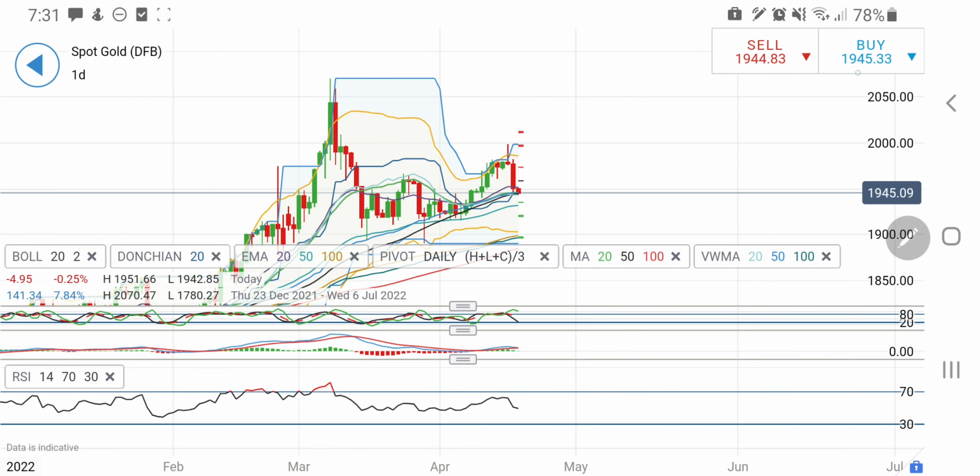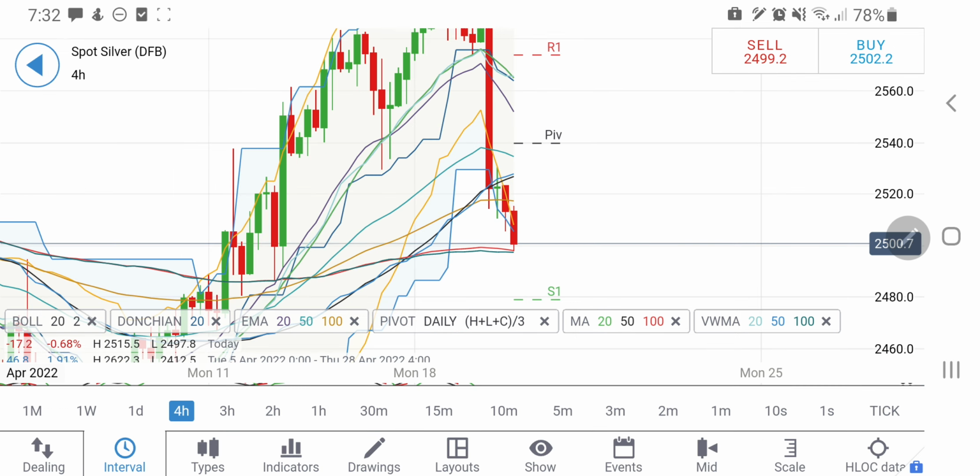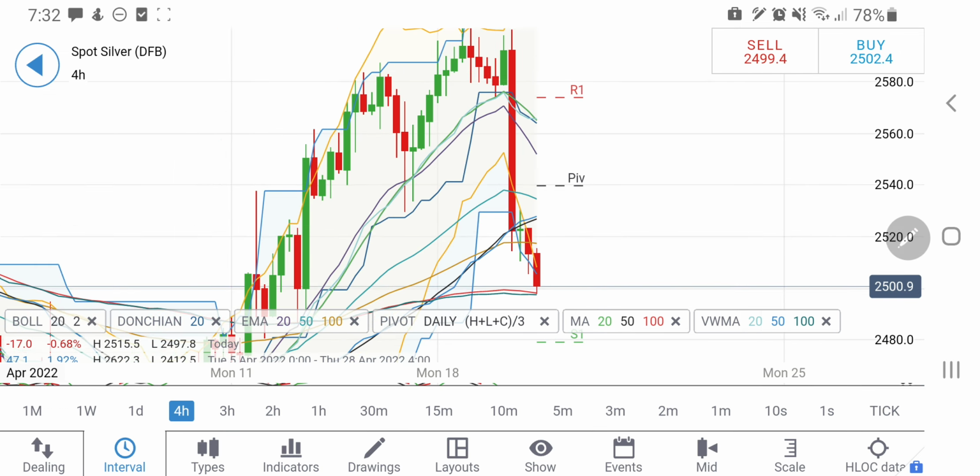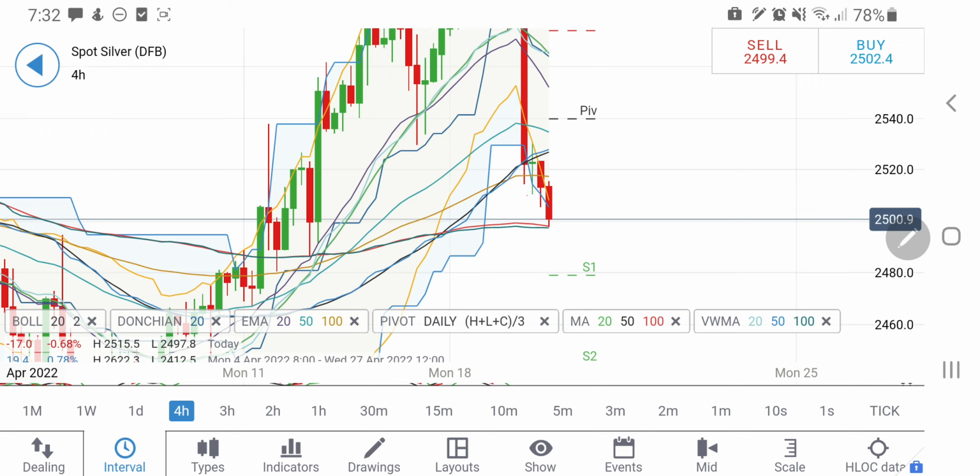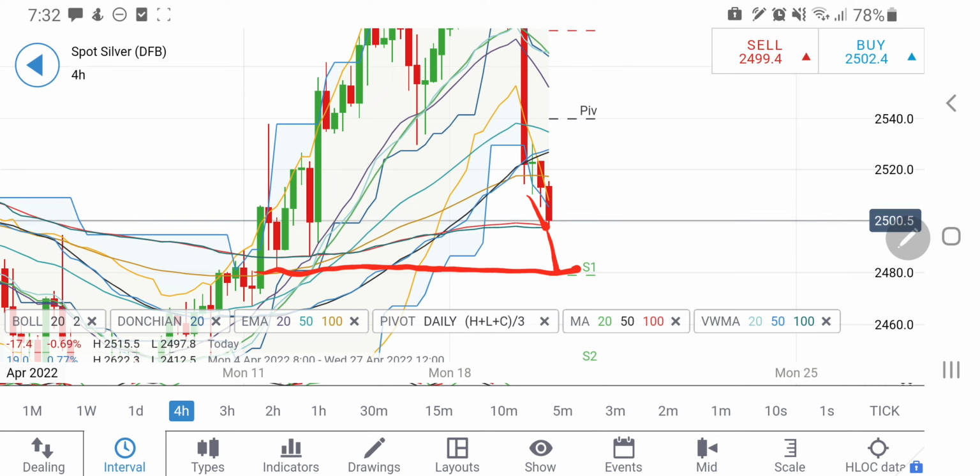Take your positions accordingly. Now let's have a look at silver. Now silver on the 4-hour charts is trading bearish. Here it has got its support at 2500, and then 2480 is a very strong support. So yes, if it breaks 2480, then you can expect 2460, 2450. These are going to be very crucial levels for silver to decide the direction for the next few days.